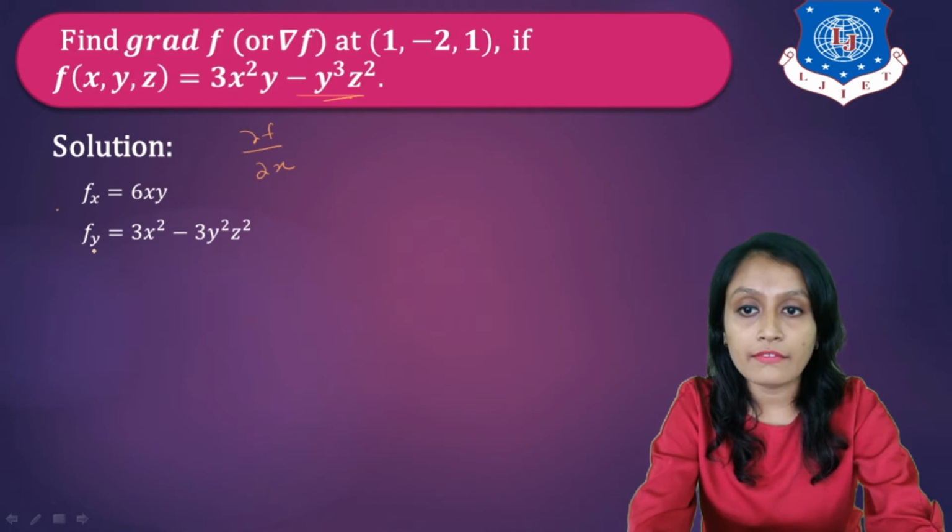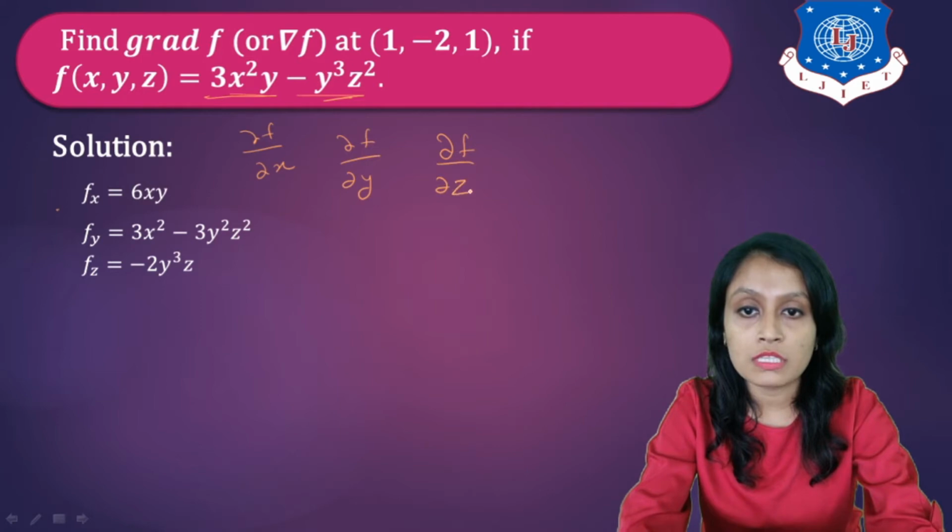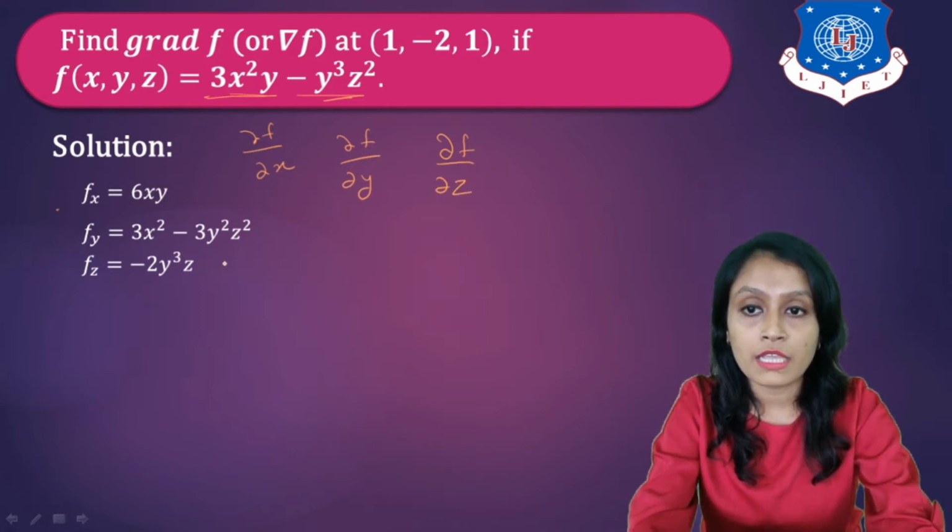Now we will find fy, that is the partial derivative of f with respect to y, and we will keep x and z constant. From here you will get 3x square, and from here you will get 3y square z square. Now we will find fz, that is the partial derivative of f with respect to z, and we will keep x and y constant. So the answer of fz is minus 2y cube z.